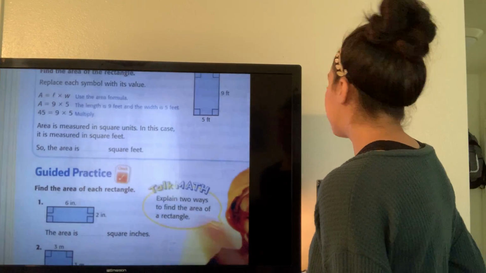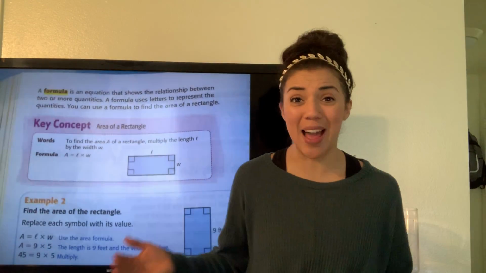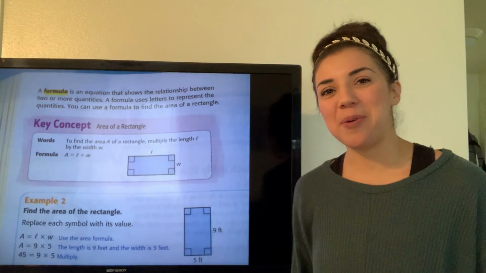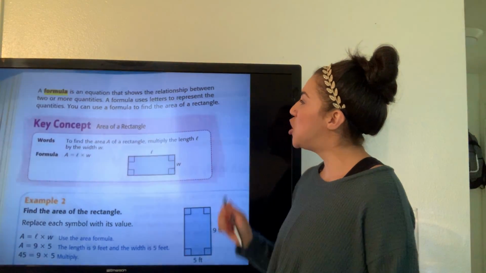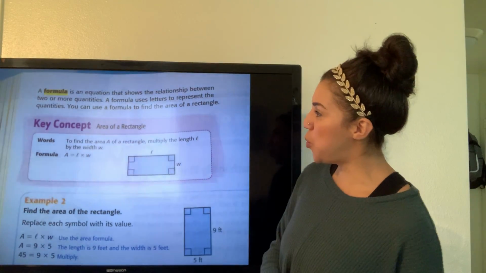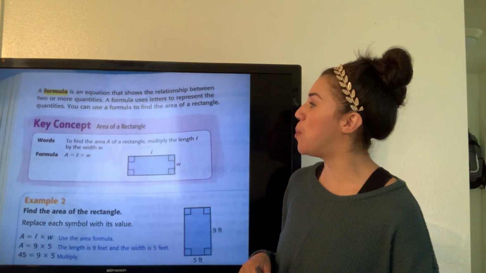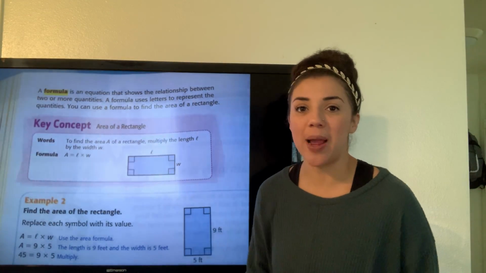Okay, now here we're going to move into, believe it or not, some algebra. Okay, so go ahead and read this part with me. A formula is an equation that shows the relationship between two or more quantities. A formula uses letters to represent the quantities. You can use a formula to find the area of a rectangle.